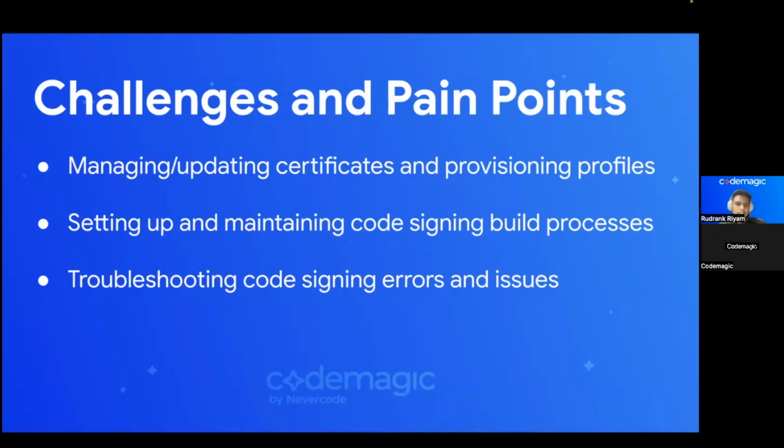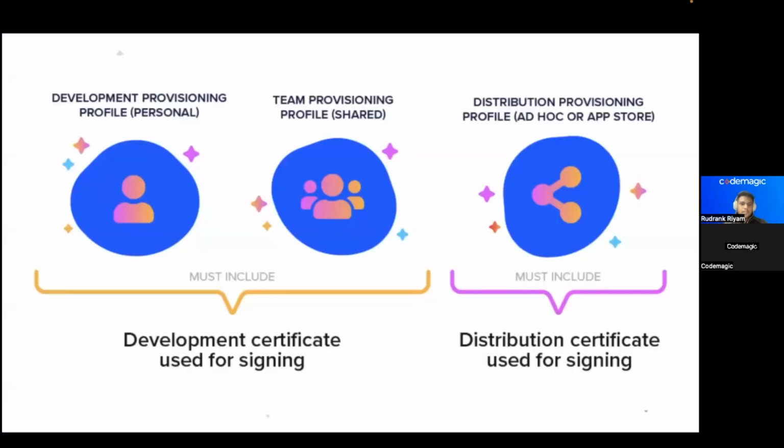Before I go further, let's do a recap on code signing. So code signing can be divided into two parts. One is the code signing certificates, and the other one is code signing provisioning profiles. So code signing certificates are digital certificates that are issued by a certificate authority. This authority verifies the identity of the developer, that's you, before issuing the certificate.